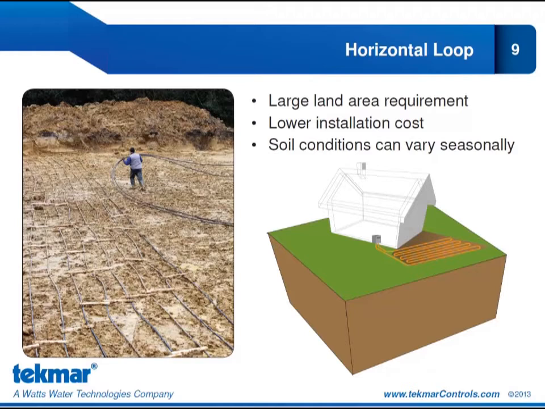It typically represents about 30 to 50% of the total system cost. So if we can reduce those installation costs with the horizontal loop design, it can make a big difference on the overall price tag of the geothermal system. The rule of thumb for a horizontal loop sizing is up to 150 feet per ton of heat pump capacity.